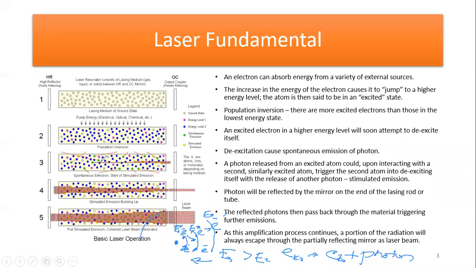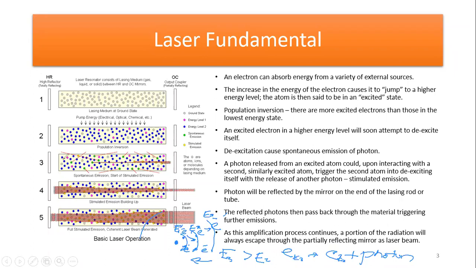Will be reflected. The ones that are not moving towards the mirror will lose themselves in terms of heat, and so forth. But those moving in the horizontal direction will be reflected. The reflected photon then passes back through the material, triggering further emission. So the photon will go back and forth and trigger more emissions. And this amplification process continues. A portion of radiation will always escape through the partially reflecting mirror as a laser beam.